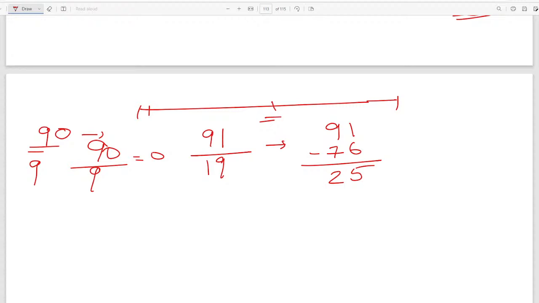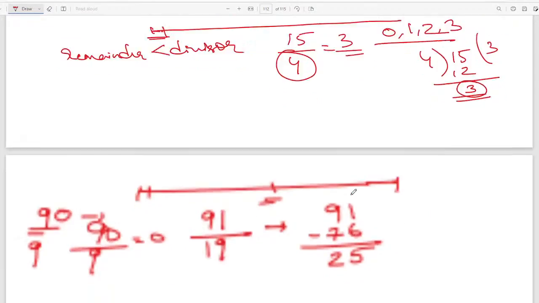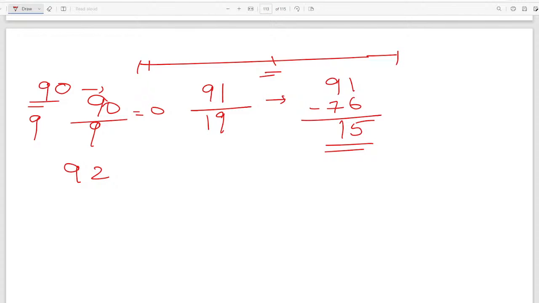15. 91 divided by 19, carry 1, the remainder is 15. Then if I take 92, what are the options that we have? 29, 27, 36 and 45. 92 divided by 29. Again, this number is not even close to 92's half. The remainder will always be less than 29.